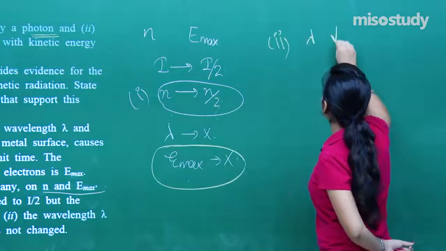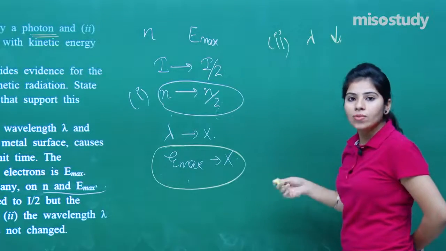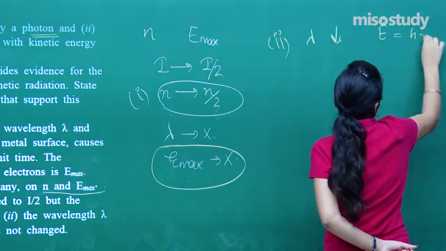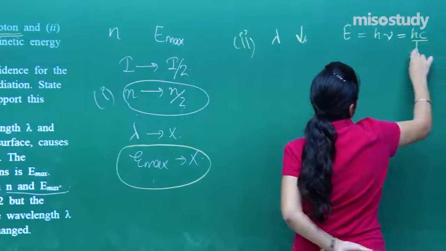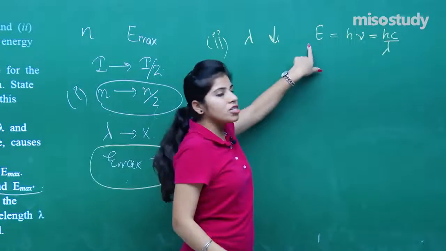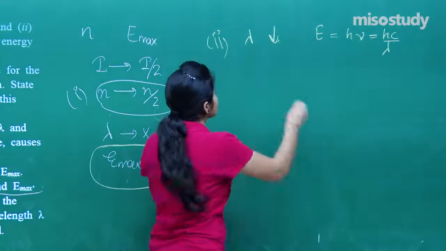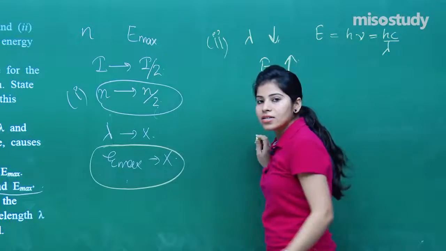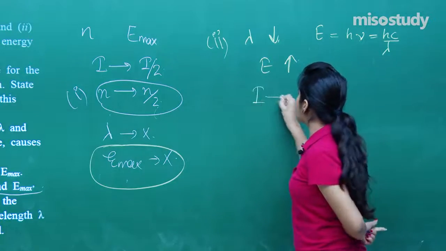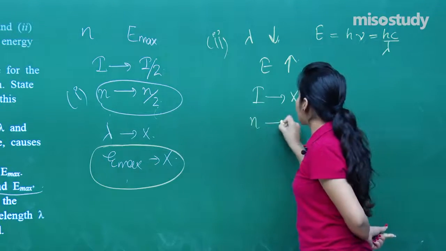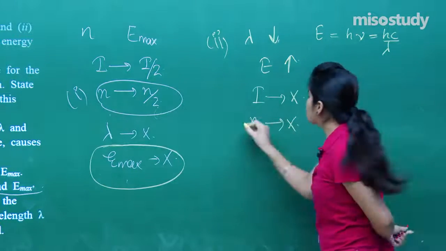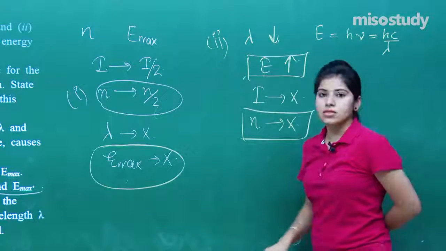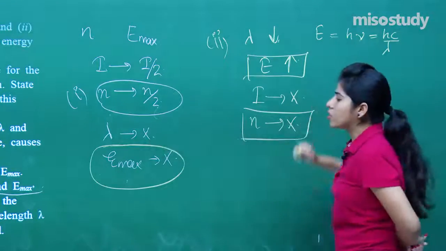When lambda is reduced, what will the energy be? E equals h nu, or you can write it as hc by lambda. When lambda is reduced, energy will increase, because this is an inverse relation. So, energy will increase, but intensity is not changed. When intensity is not changed, the number of photons will not change. So, two things: the number of photons will not be affected, energy will increase. This is the case of the first, this is the case of the second.